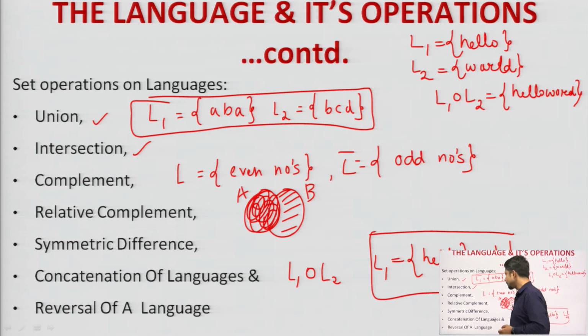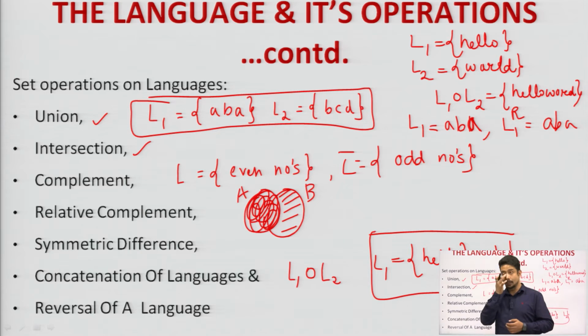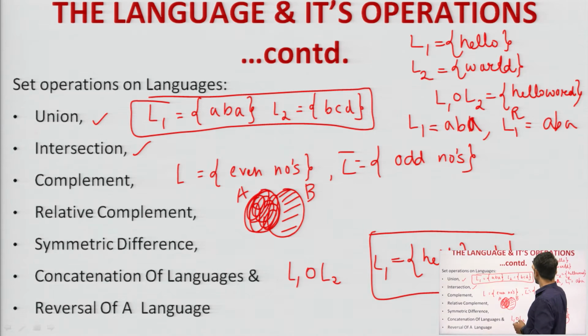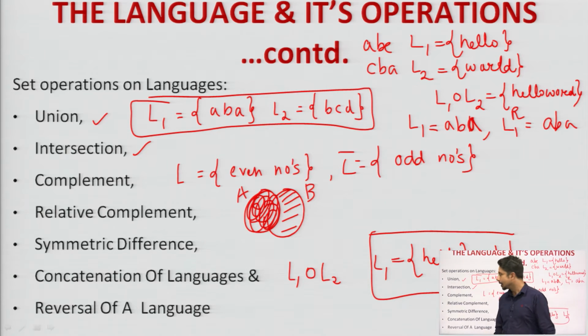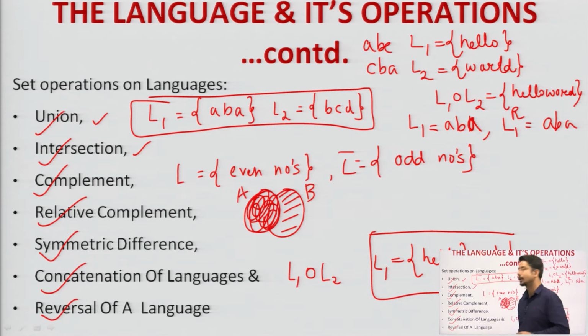Then reversal of a language. Reversal of a language means if L1 is equal to ABA, then L1 to the power R means reverse, it will be ABA only. It is just like the concept of a palindrome. But if I say ABC, then it will be CBA, just reverse. Basically these are all an explanation to you, but you already know about this. So, the basic set operations on languages are union, intersection, complement, relative complement, symmetric difference, concatenation of two languages and reversal of a language.